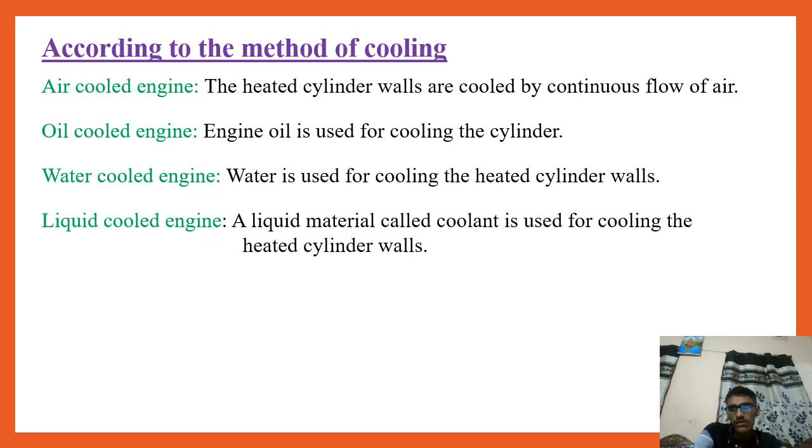According to the method of cooling of the engine, the classification is done as follows: air-cooled engine, oil-cooled engine, water-cooled engine, and liquid-cooled engines. The name, as it is, suggests the method of cooling. In air-cooled engines, the heated cylinder walls are cooled by continuous flow of air. In oil-cooled engine, oil is used for cooling the cylinder. In water-cooled engines, water is used for cooling the heated cylinder walls. And in liquid-cooled engine, a liquid material called coolant is used for cooling the heated cylinder walls.